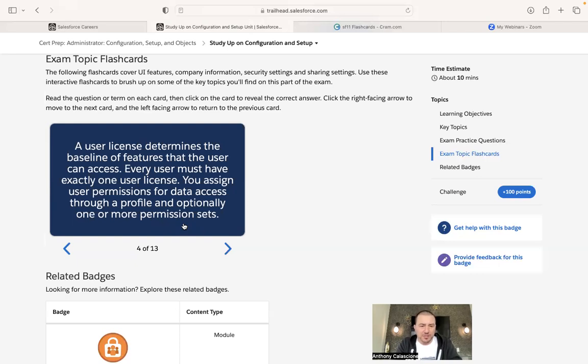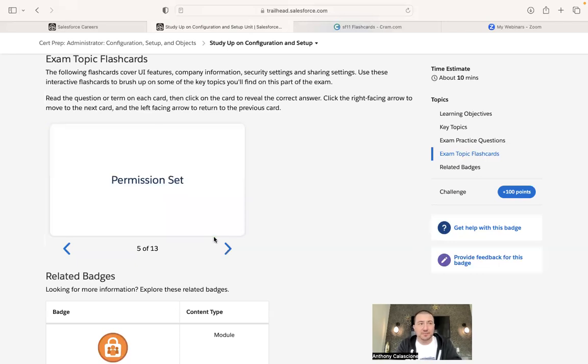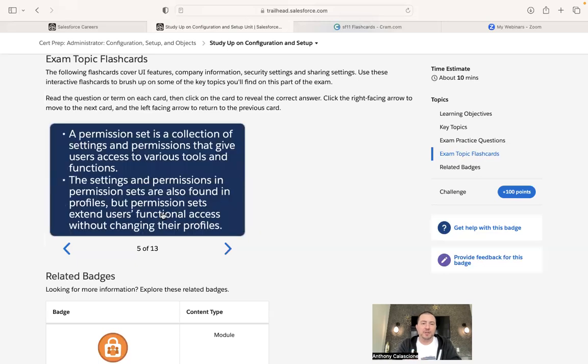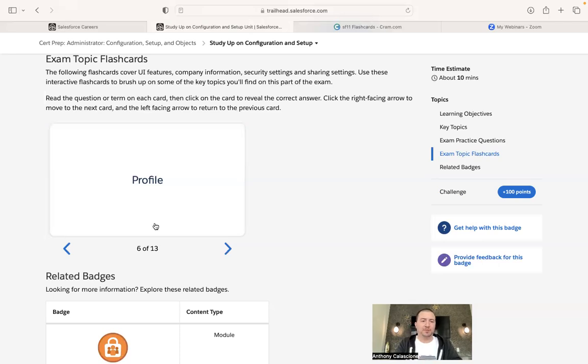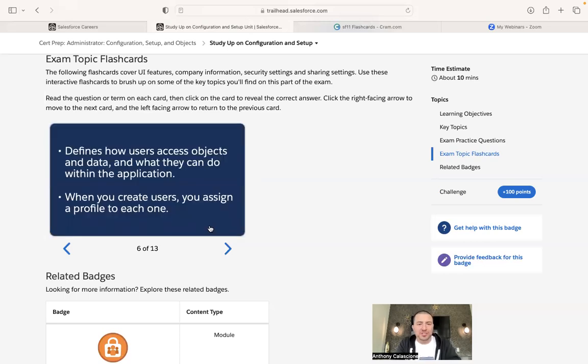You assign user permissions for data access through a profile and optionally one or more permission sets. Permission set. A permission set is a collection of settings and permissions that give users access to various tools and functions. The settings and permissions in permission sets are also found in profiles, but permission sets extend users' functional access without changing their profiles. Profile defines how users access objects and data and what they can do within the application. When you create users, you assign a profile to each one.